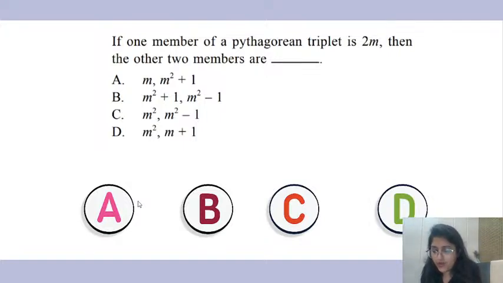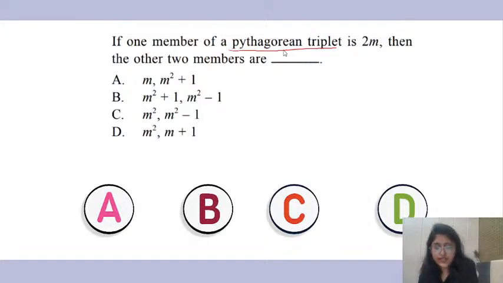Let's see. Who will explain this question? What is Pythagorean triplet? If one member of a Pythagorean triplet is 2m, then the other two members are what? Can anyone tell me about the Pythagorean triplet? Do you know about this Pythagorean triplet? Students? Please comment in the chat box.